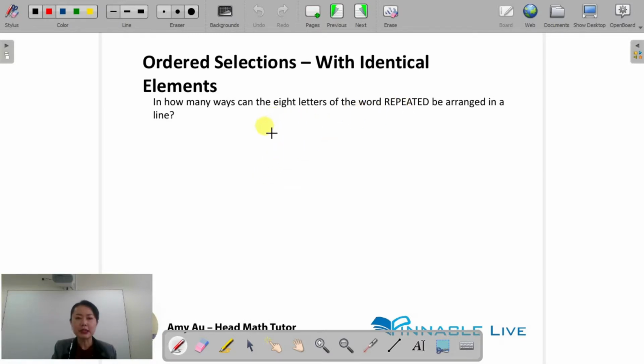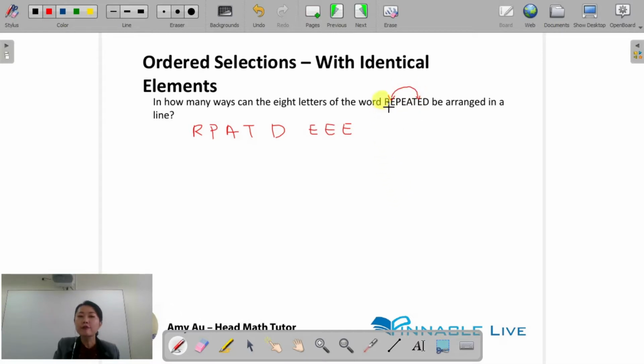So for example, in this case, we have an 8-letter word, repeated, to be arranged in a line. So let's list out the letters. So we have R, E, P, E, A, T, E, D. So you see how the E's are repeated. So in any arrangement, you're not going to be able to distinguish one E from another E. So for example, in the word repeated, if I swap these two E's, you're not going to notice it. It's still repeated, right? So that's what we need to work with when we're dealing with identical elements.